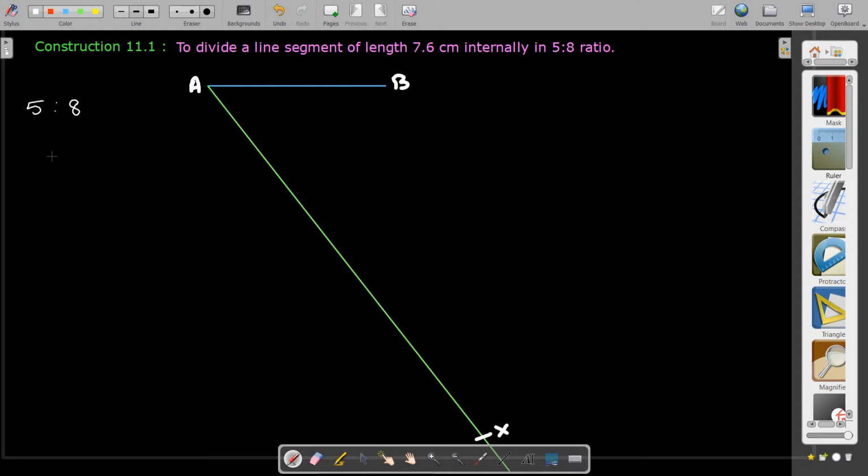So step 3 of the construction is we have to add the ratio numbers, that is 5 plus 8, which is 13. And on this acute ray AX, we have to mark 13 equal divisions. For doing so, let us have a compass with which we will mark 13 equal divisions. So I have taken the compass, and the compass will be set at a certain radius. It can be anything, based on the page length of your notebooks.